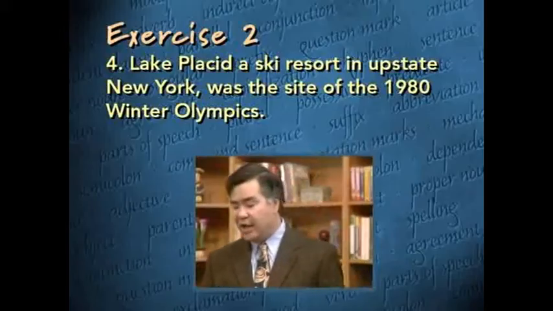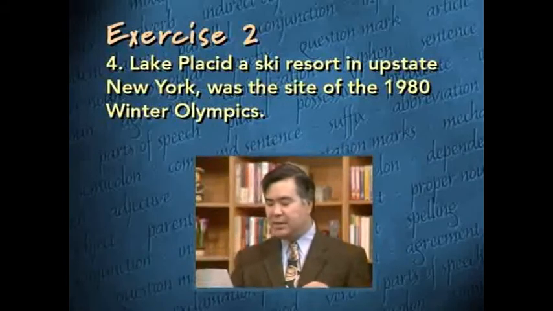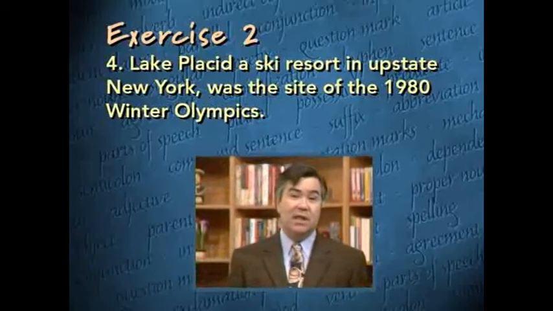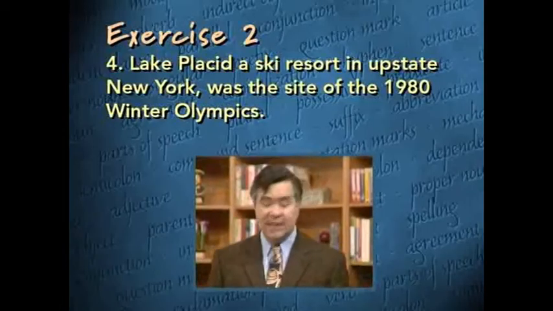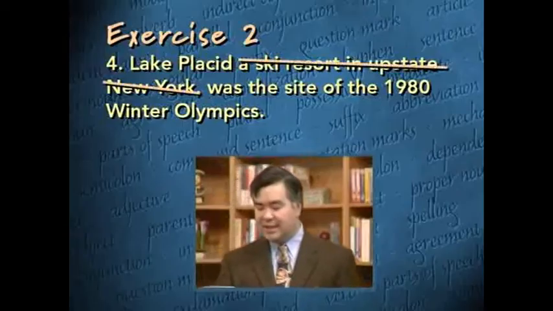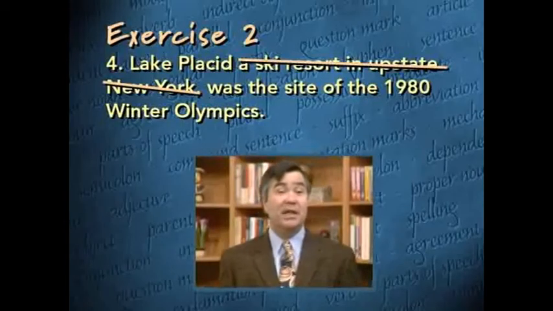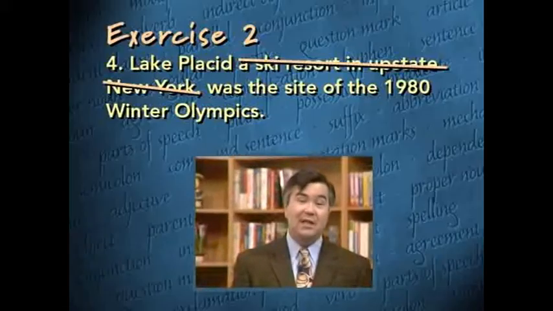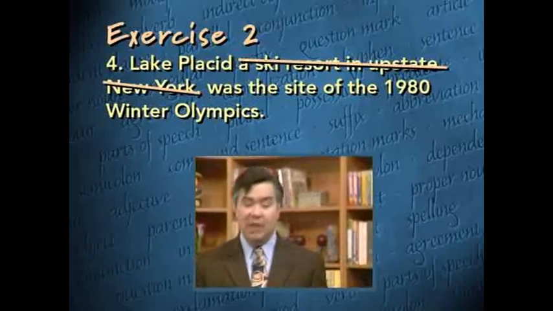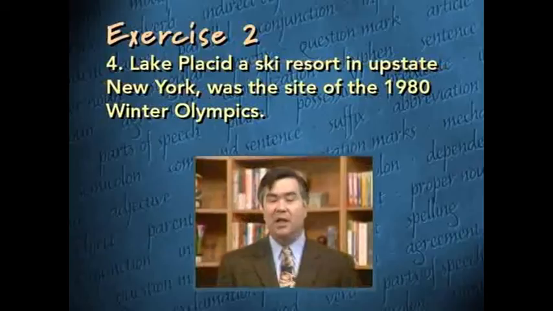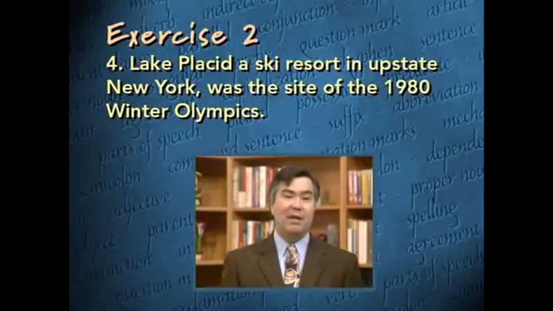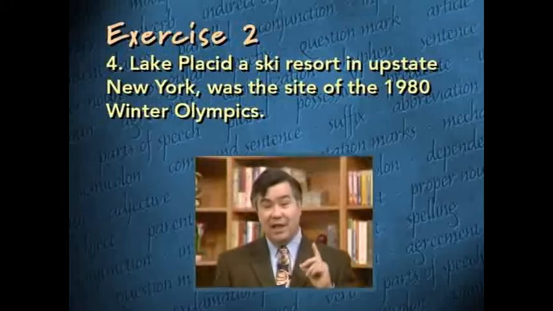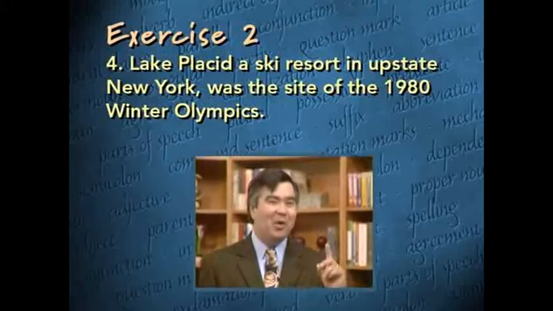Notice that if we took out the words a ski resort in upstate New York and eliminated them from the sentence, the rest of the sentence would still be clear and would have the same meaning. Lake Placid was the site of the 1980 Winter Olympics. That's basically what the sentence is saying. The interrupting phrase gives a little further information about Lake Placid, a ski resort in upstate New York. It tells us more about Lake Placid, but it isn't strictly necessary. Therefore, it should be set off by commas on both ends.